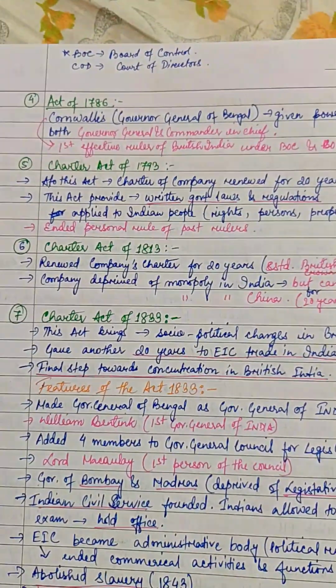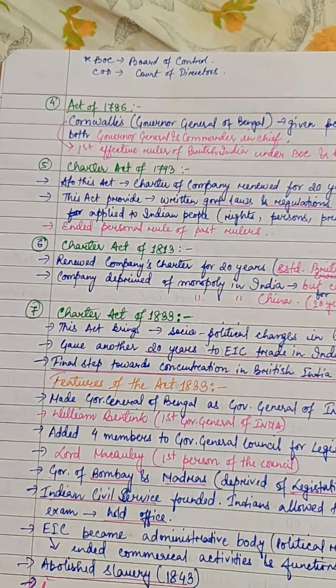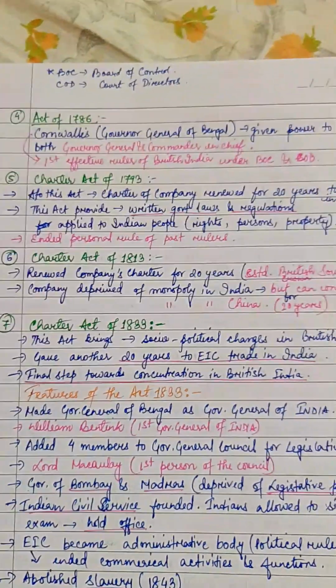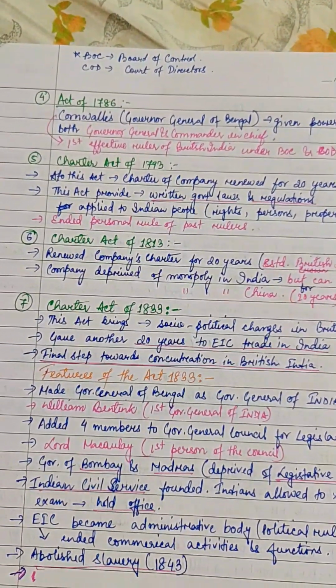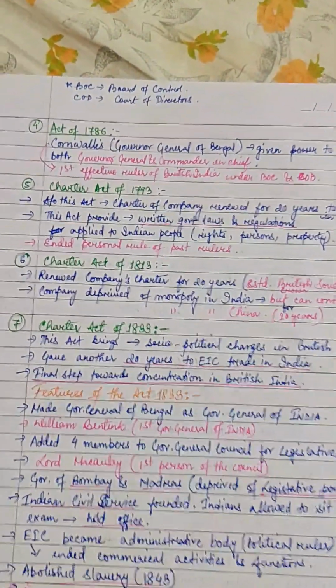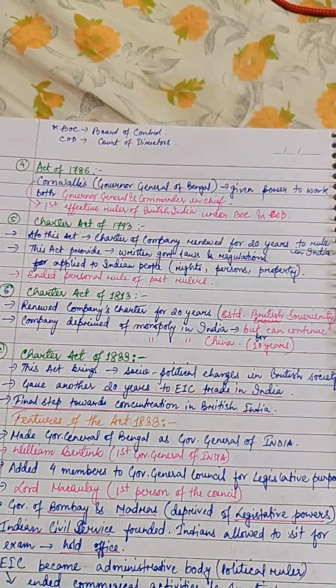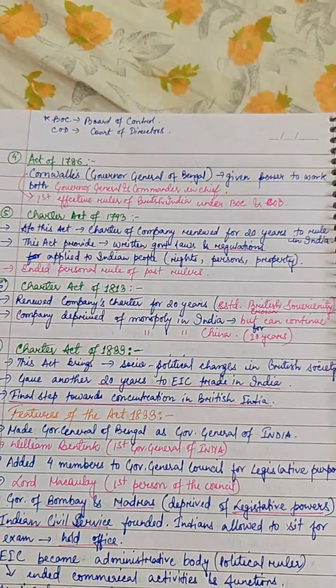Next it started the Charter Acts, which are very important, especially the dates. Now the Charter Act of 1793. What does this act mean? According to this act, the Charter of the Company was renewed for 20 years to rule in India.